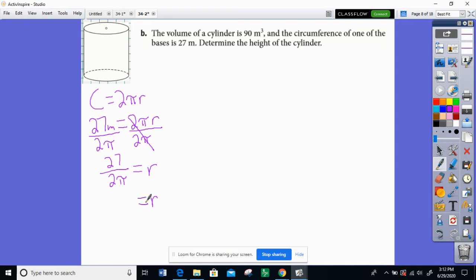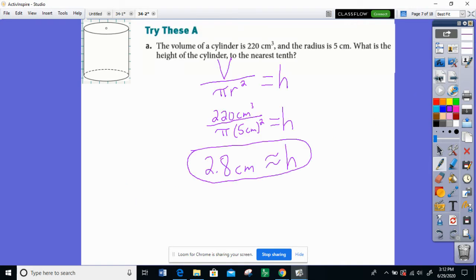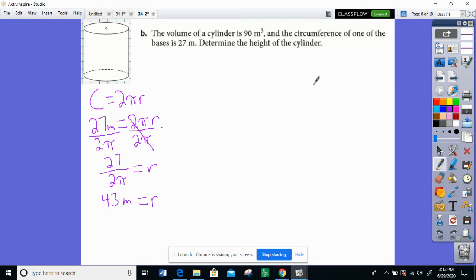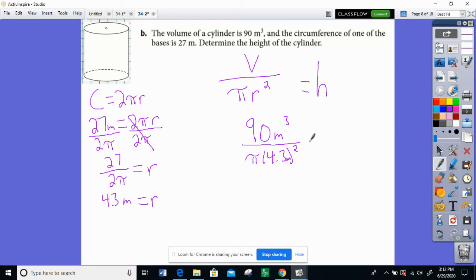All right, so what does 27 divided by 2 pi come out to be? Rounded to the nearest tenth, that's going to be about 4.3 meters. So now if we're trying to solve for the height of the cylinder, we can do the same thing that we had right here. The height is the volume divided by pi r squared. Well, we know that the volume is 90 cubic meters. We know that the radius now is about 4.3 meters, and we're squaring that. And whenever we work that out in the calculator, we're going to come to the height is approximately 1.55 meters.